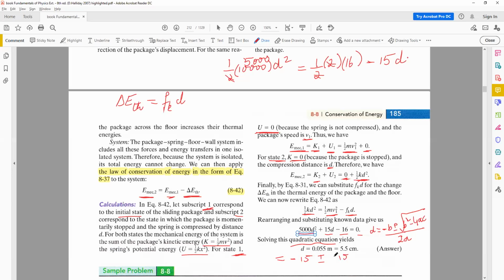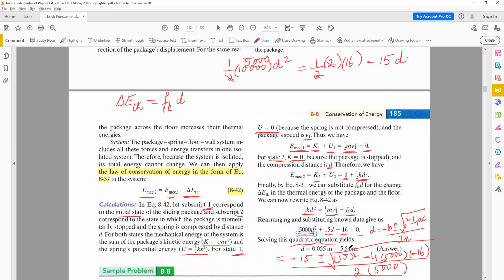Minus 4 multiplied by A, which is 5,000, multiplied by C, which is minus 16. Remember the signs, okay? Otherwise you make a mistake. And then the whole thing divided by 2 multiplied by 5,000. Now you can solve it and you will get an answer.